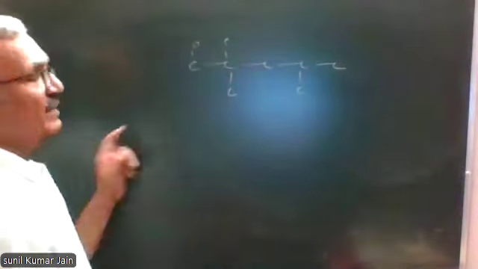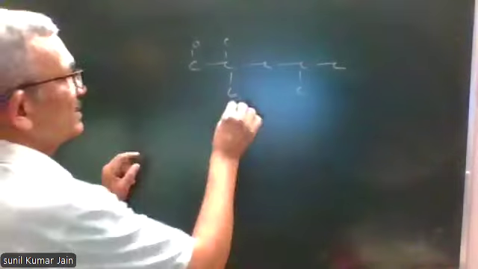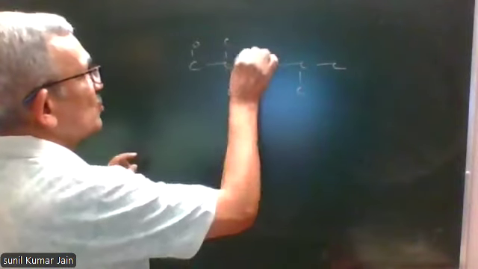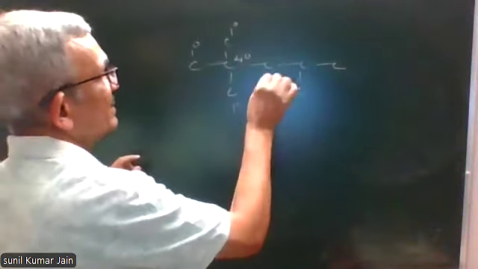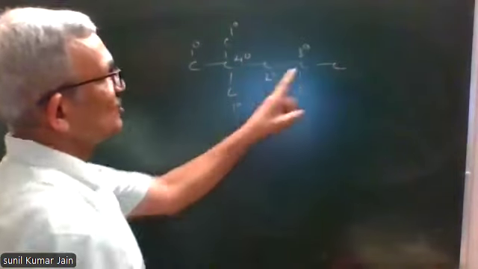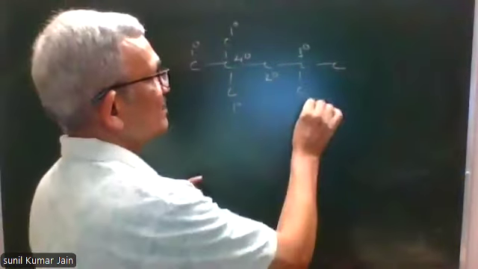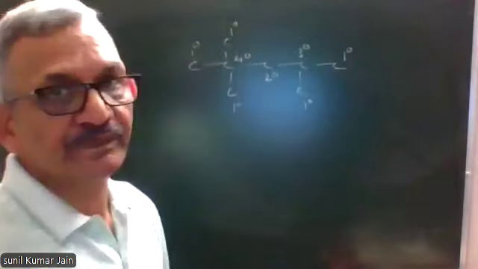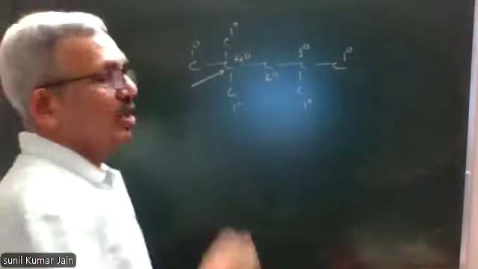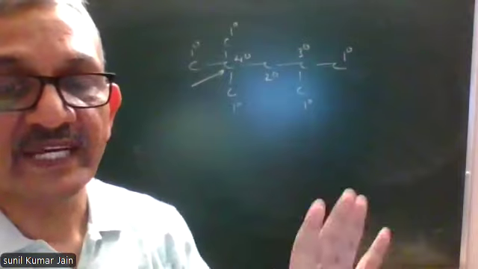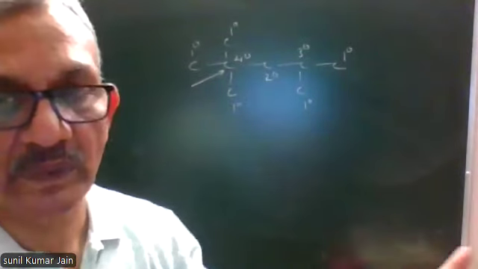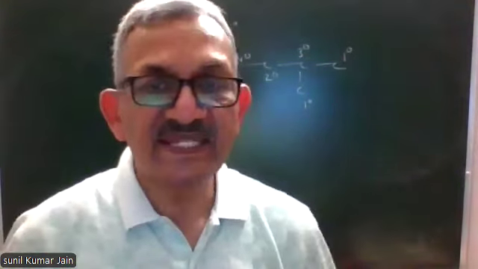This carbon is primary, directly bonded to 1 more. This is primary. This is quaternary, primary. This is secondary. This is tertiary, bonded to 3. This is primary. This is primary. Now you can see quaternary carbon is already attached to 4 neighboring carbon atoms. This cannot be bonded to any halogen atom.